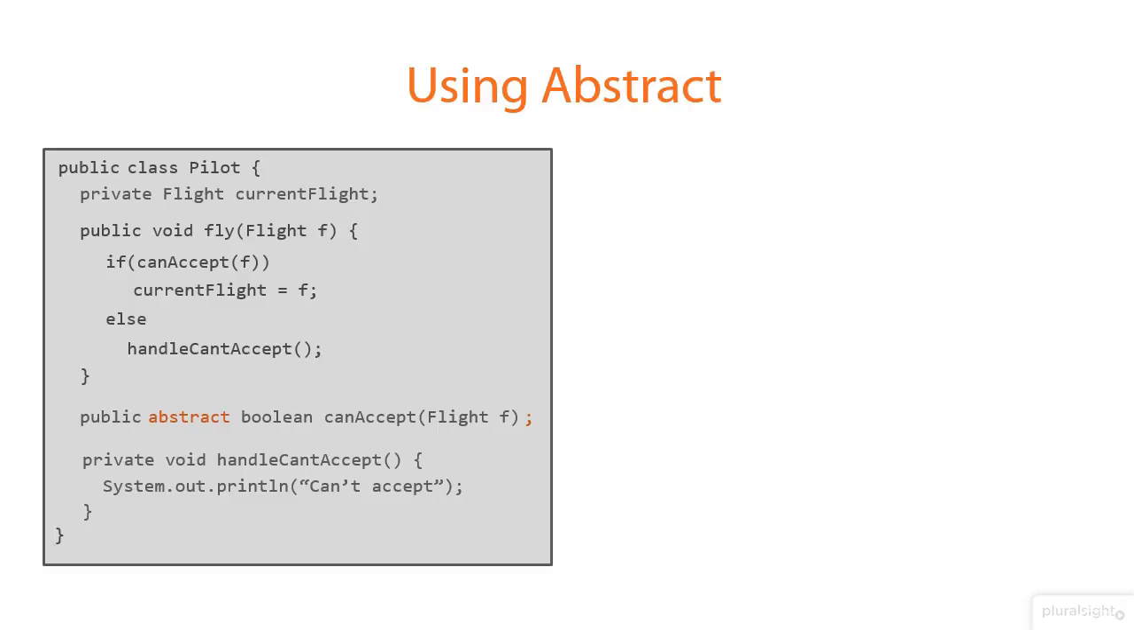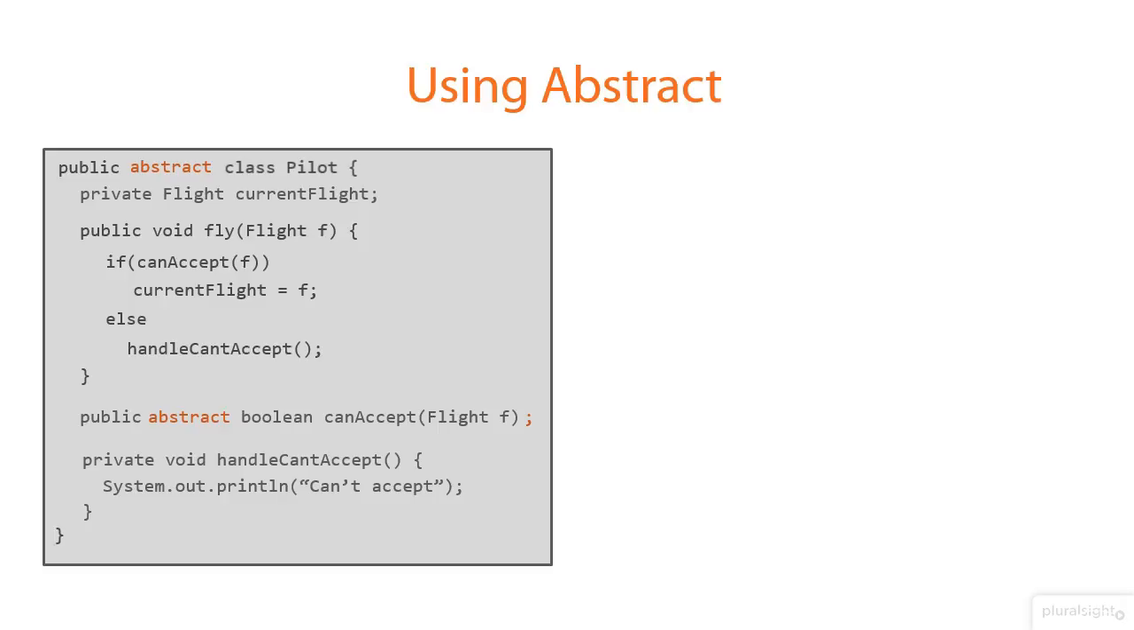And what that allows us to do is use canAccept in other methods in the class, like in this case, the fly method. Now, once you mark a method as abstract, that means the entire class must be abstract. So we'll go ahead and mark the class as abstract as well. So when it comes to abstract, if you have an abstract method, you have to mark the class as abstract. It's possible to mark a class as abstract and have no abstract methods, but that's not very common. Normally you'll have one or more abstract methods in any abstract class.